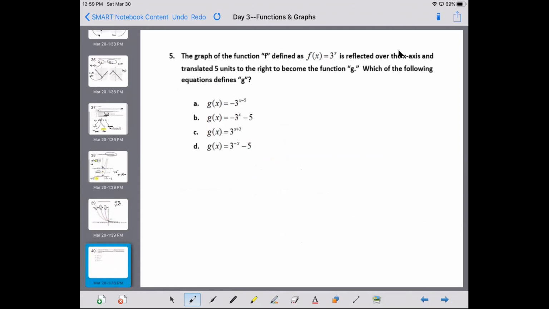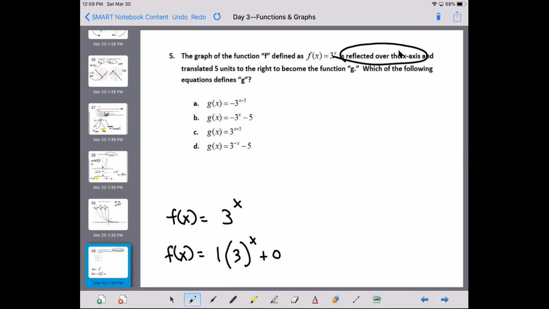Now this next graph, we're looking at f of x is equal to 3 to the x power. So remember, this has a y-intercept of 1, a base of 3. We know it's going to grow, and a horizontal asymptote at 0. So that's really kind of what it looks like. We just left off the 1 and we left off the 0. Now here's what we want you to do. We want you to reflect it over the x-axis. So we know this is going to look something like this. We want to reflect it over the x-axis, and we want to translate it 5 units to the right.